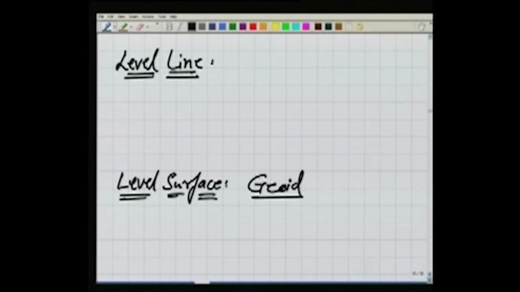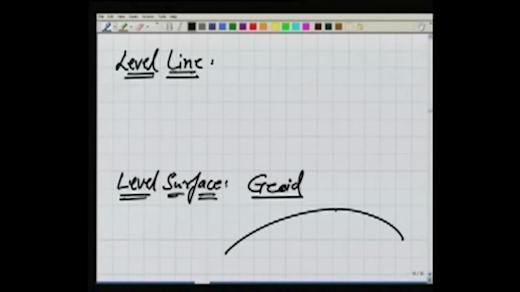Any surface which is parallel to the geoid, an equipotential surface, is the level surface. And we know the definition: everywhere on that surface, the perpendicular to that surface will be in the direction of gravity. So if this is my surface, anywhere I drop a perpendicular, this indicates the direction of gravity. Okay, a line on this surface, so this is my level surface.